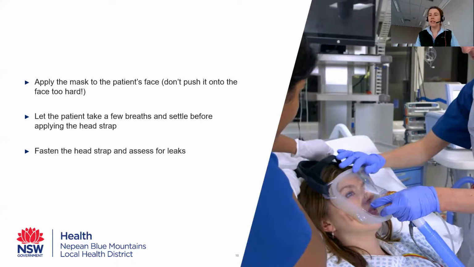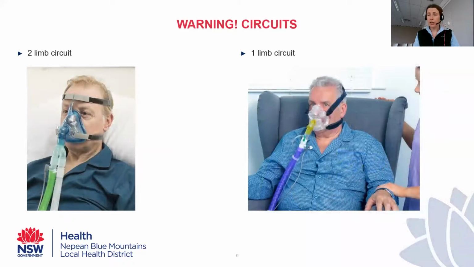When you start the machine, you want to apply the mask to the patient's face. And my personal practice is just to hold the mask until the patient has settled, they're working well with the machine, before I attach the head straps, fasten them, and then assess for leaks. Circuits, and if you've watched my previous talks, I appreciate this gets a bit repetitive, but this is quite important. There are 2 limb circuits. So there are circuits that have an inspiratory limb and an expiratory limb and are sealed. And there are circuits that only have an inspiratory limb.